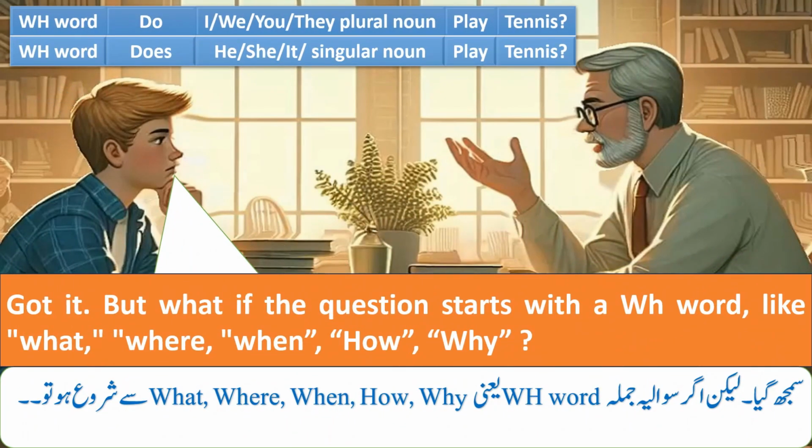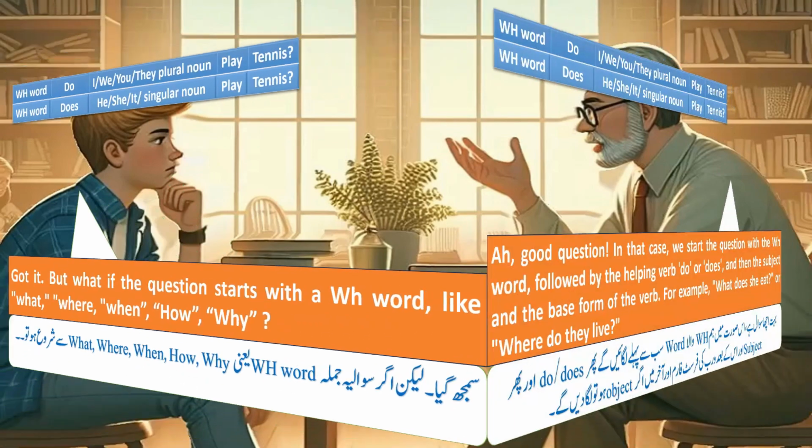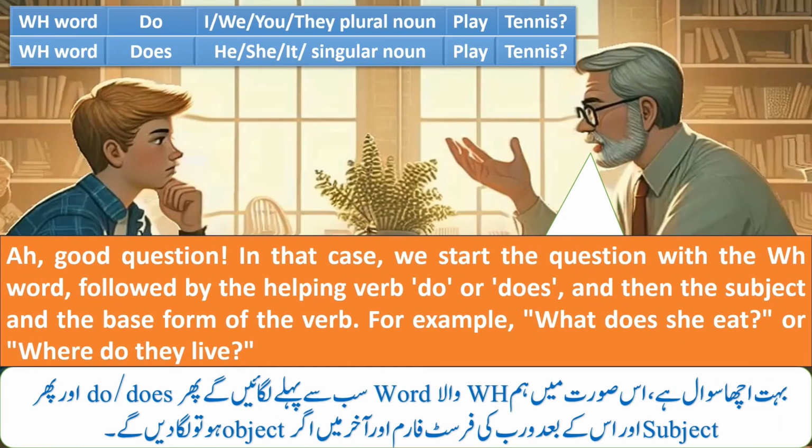Got it. But what if the question starts with a WH word, like what, where, when, how, why? Good question. In that case, we start the question with the WH word, followed by the helping verb do or does, and then the subject and the base form of the verb. For example, what does she eat? Or where do they live?